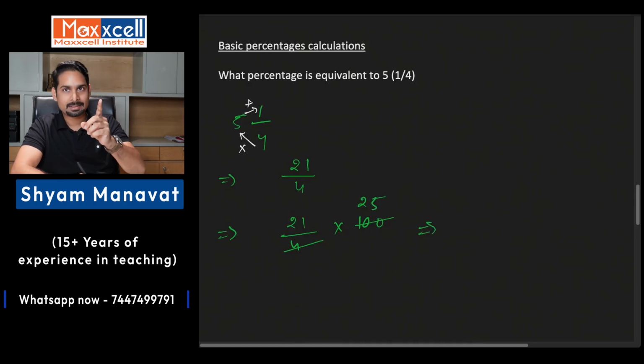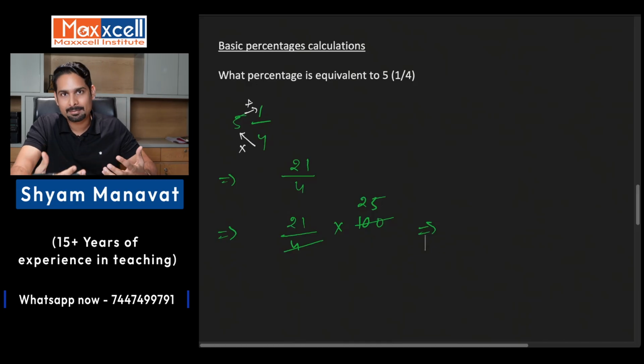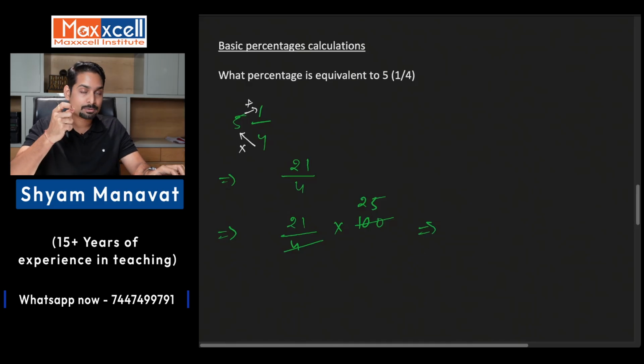If not, learn tables till 25. That will make your maths faster, that will make your calculations faster. And don't give me the excuse that in the CAT exam you are allowed to use an on-screen calculator. You still should be able to do some basic calculation by yourself.